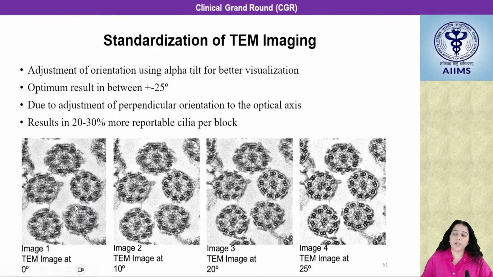You can see the first image when the alpha tilt is at 0 degree. But when I tilt it to 10 degree, some of the structures got better. And when I tilt it to 20 degree, a few of the structures you can clearly see, and the image is even better at 25 degree.